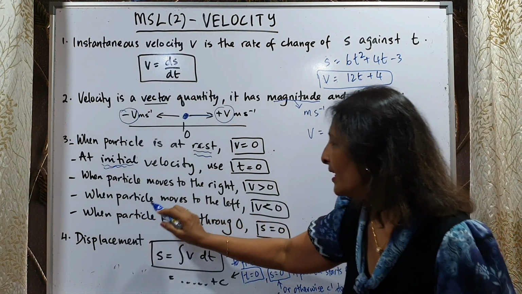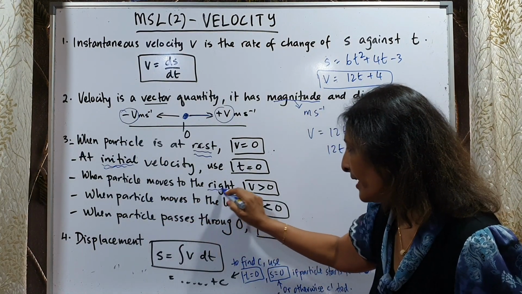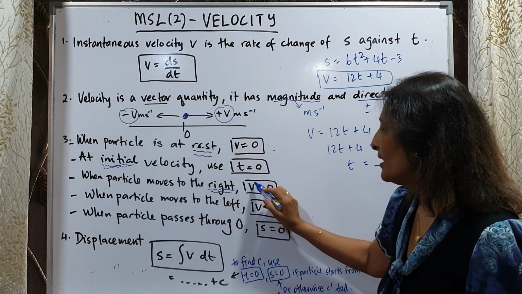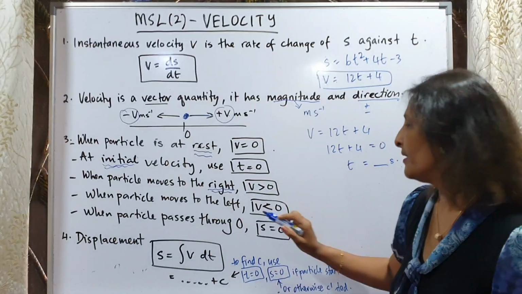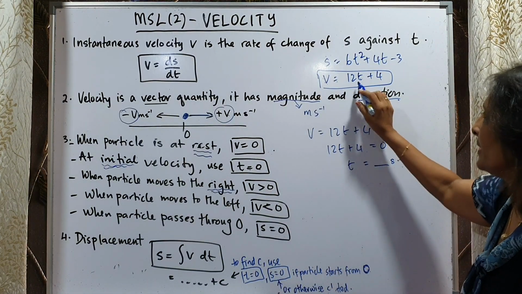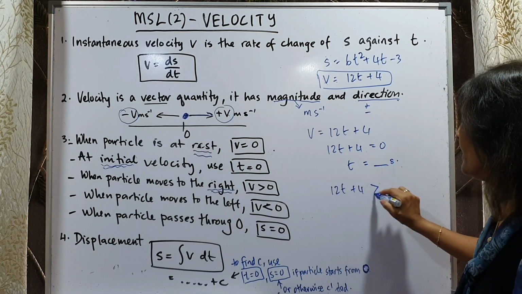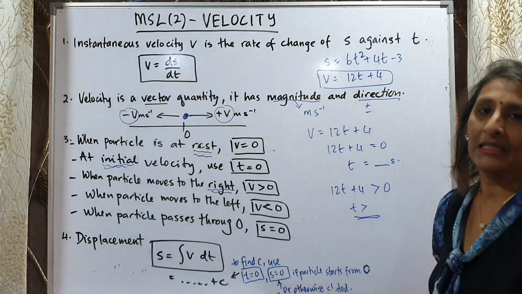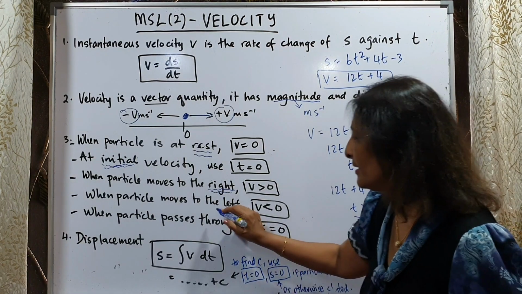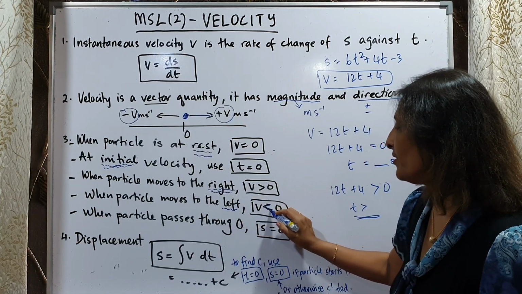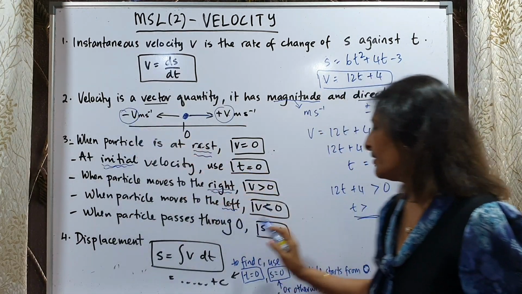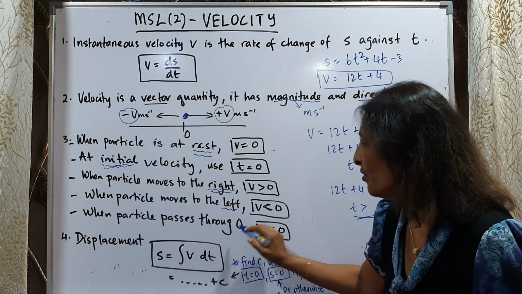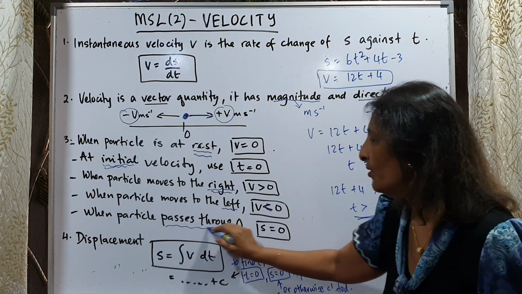When you see the particle moves to the right, right means this side, so you know it's positive v. So you use v greater than 0, all positive values of v. And you can do inequality. For example, 12t plus 4 greater than 0. Then you can do your inequality and find the range of values of t. When a particle moves to the left, you use v less than 0 because on the left v is negative.